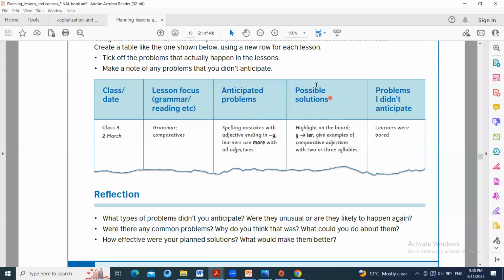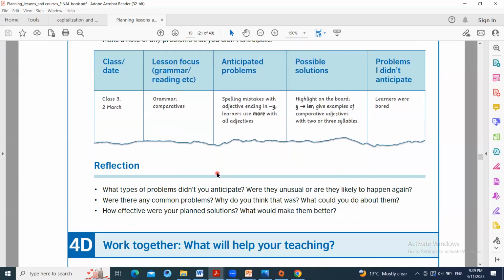The possible solutions can be to highlight on the board that Y should be changed into I, and then we add ER. Give examples of comparative adjectives with 2 or 3 syllables. Problems I didn't anticipate: learners were bored. They got bored. So you think of it as a sample of what you should do.